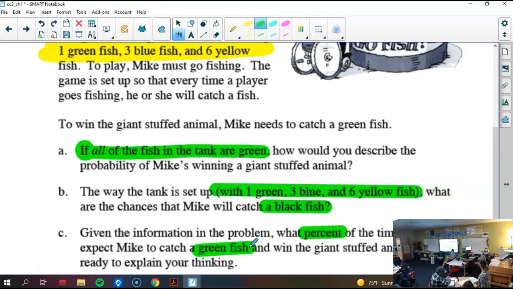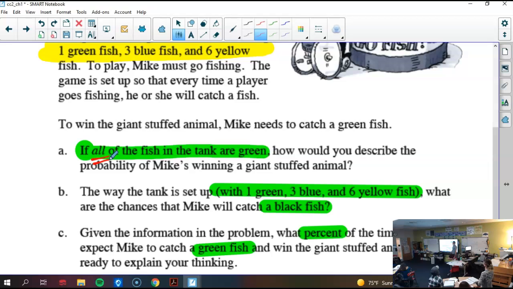Lucas! Man, Lucas already talked today, but Lucas, what do you think about A? If all the fish in the tank are green, what is his chance of winning? 100 out of 100. How do you figure? Because at the top, above the questions, it says what a giant stuffed animal might need: to catch a green fish. So if all of the fish are green, he has to catch a fish.